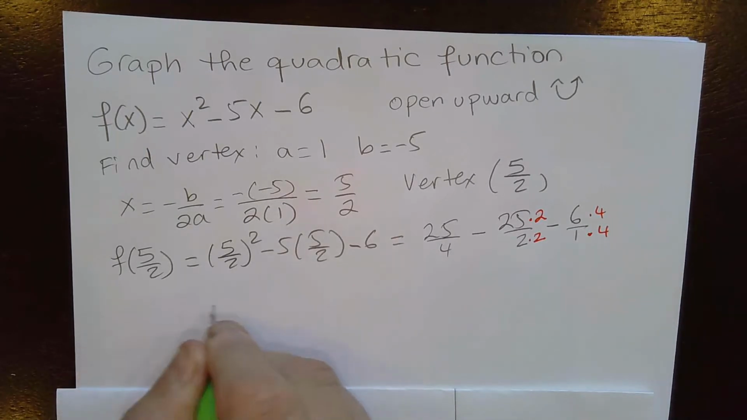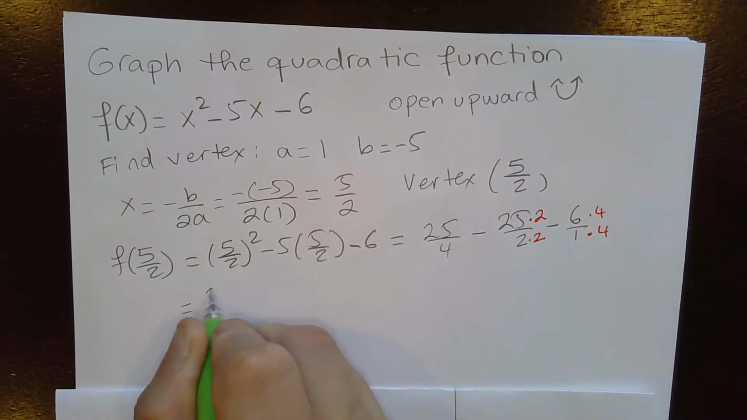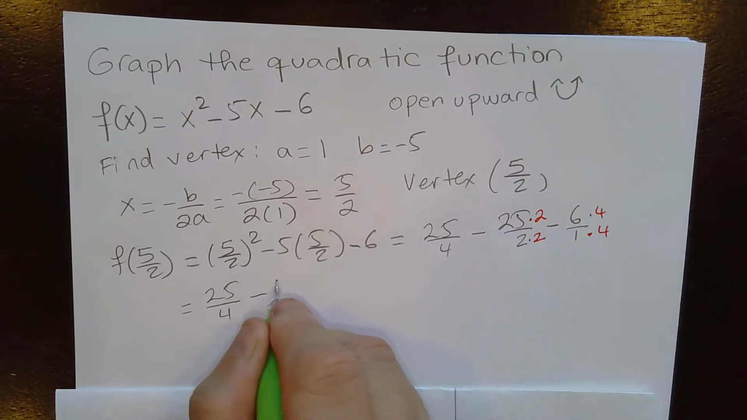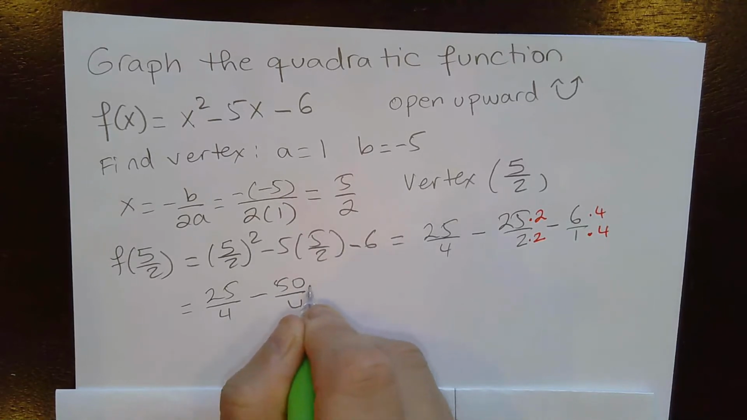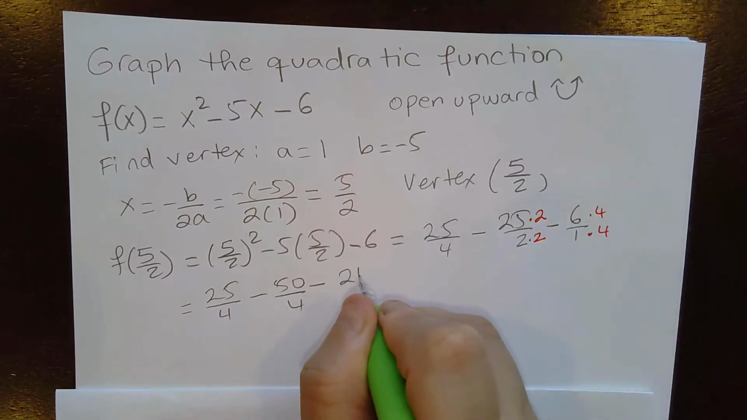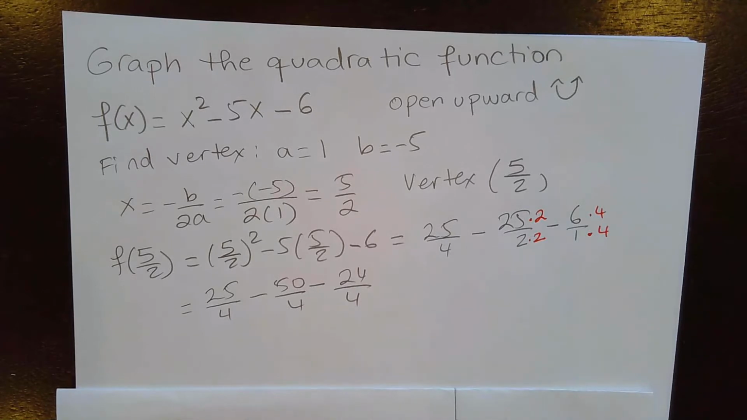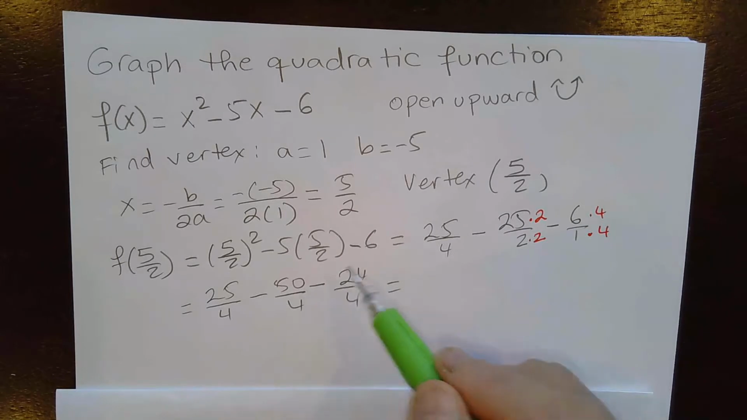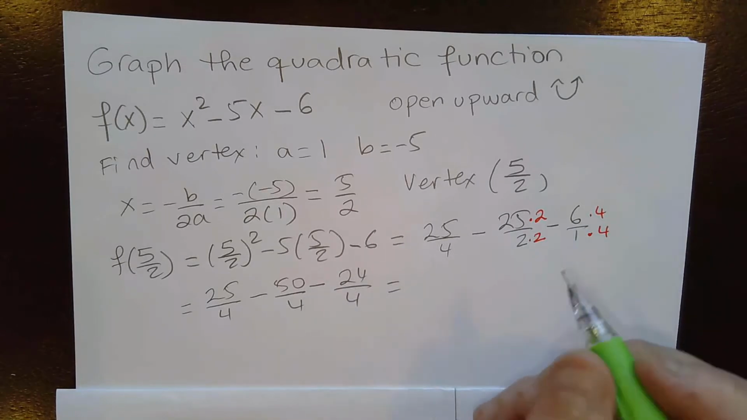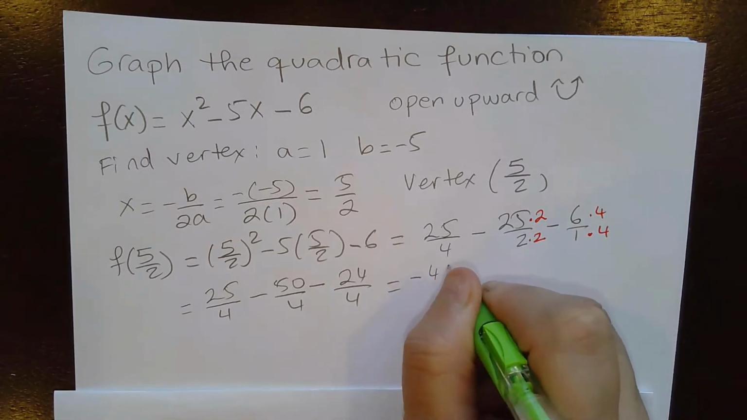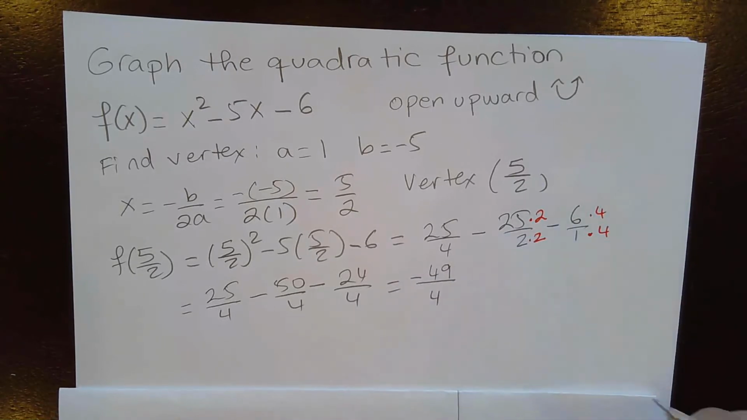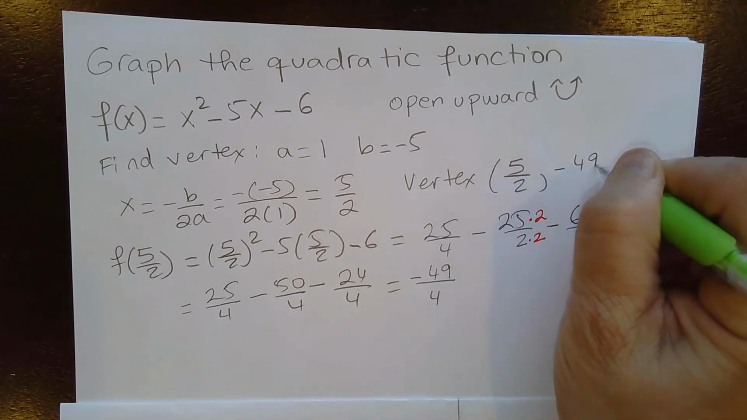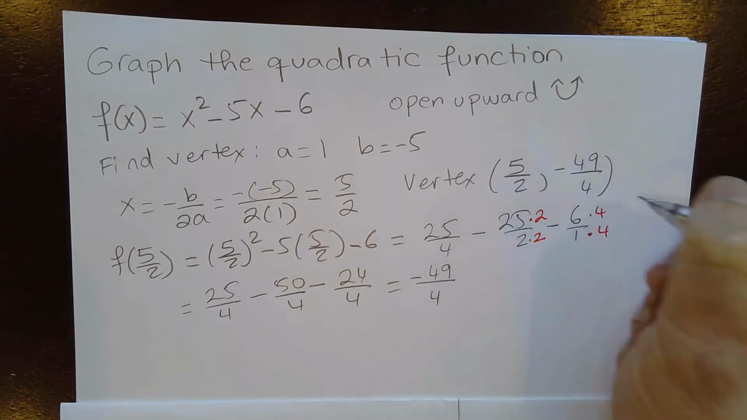So simplifying this, what do we get? We get 25 over 4 minus 25 times 2, that's 50 over 4, minus 6 times 4, that's 24 over 4. Okay, now simplifying this, 25 minus 50, that's negative 25. Negative 25 minus 24, that's negative 49 divided by 4. So this is the y-coordinate of the vertex. As you can see, there are fractions, but that's okay. Sometimes we have a vertex with fractions.